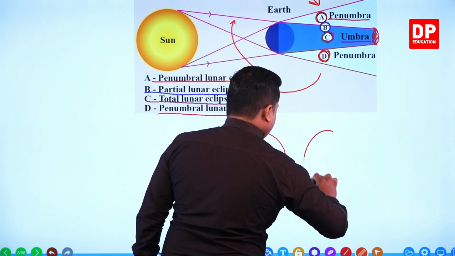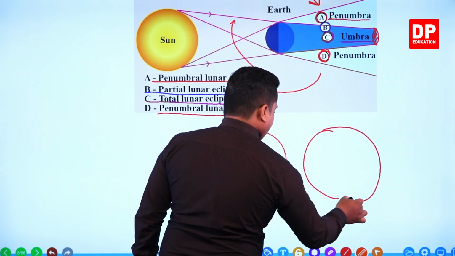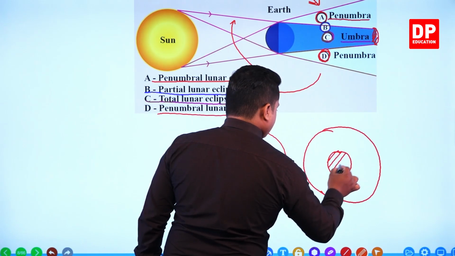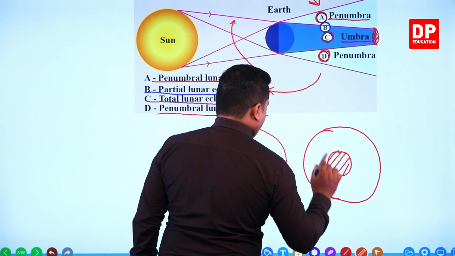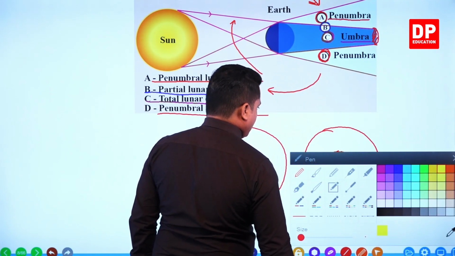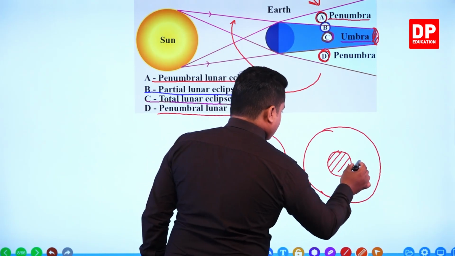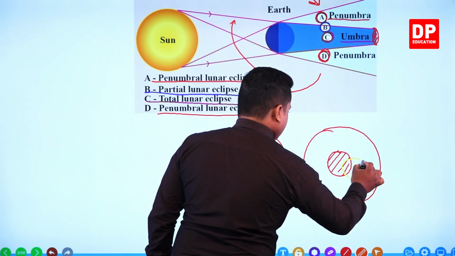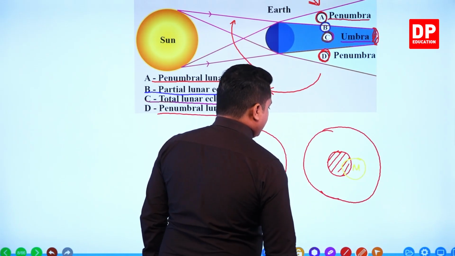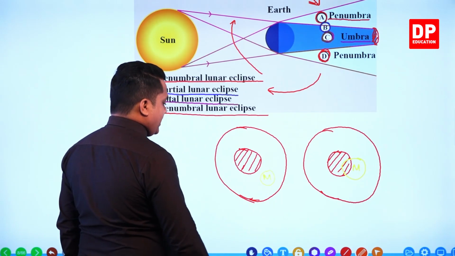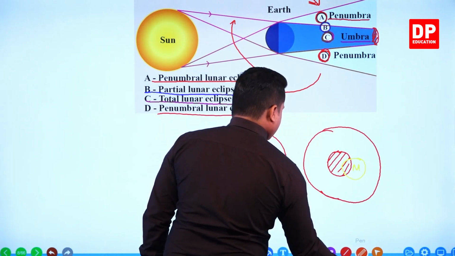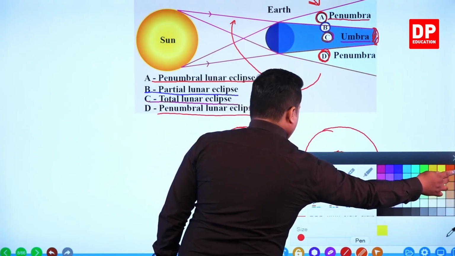So in the second instance, you can draw it like this. This is the umbra and over there it is the penumbra. So the second instance I can draw it like this. So this is the moon. So this is called as a partial lunar eclipse, partial one. And the third instance, I can draw it like this.